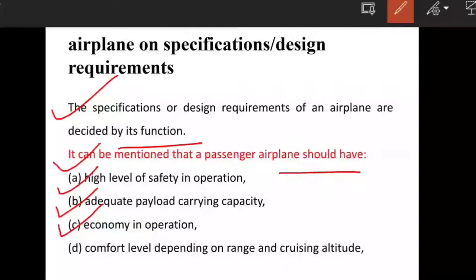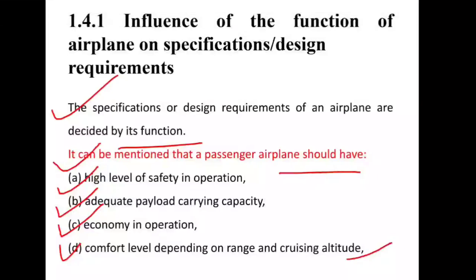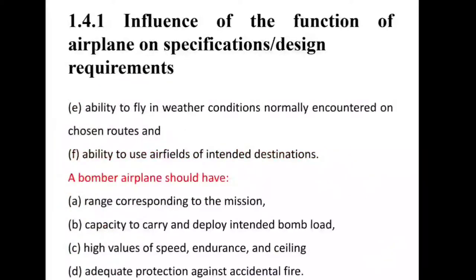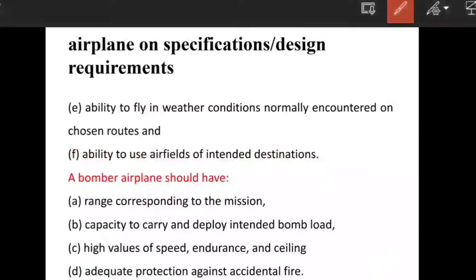The third one is economy in operation. Without economy, obviously the importance of the aircraft goes down. The fourth one is comfort level depending on the range and cruise altitude. Then let's see the remaining points related to the influence of the function of the airplane: the ability to fly in the weather conditions normally encountered on the chosen route, that is also important.